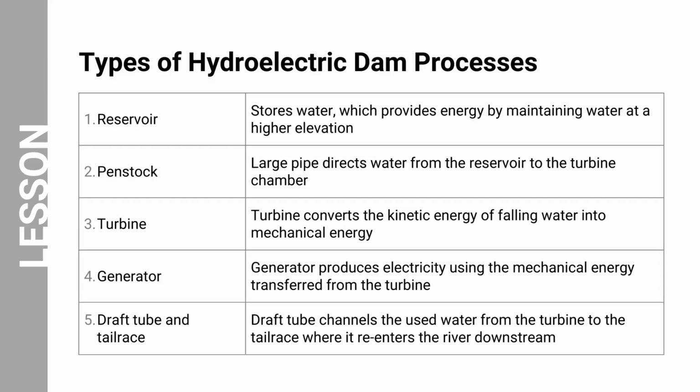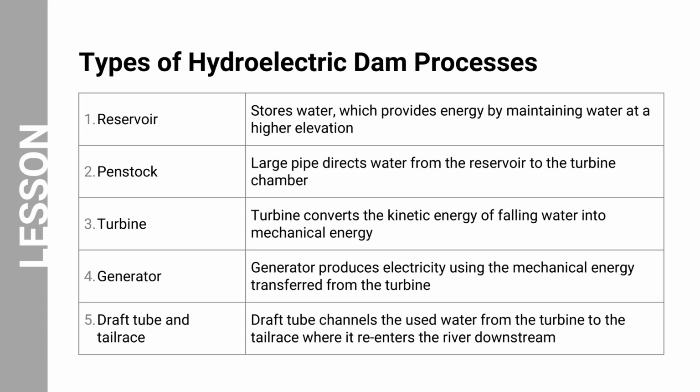Now, let's look at hydroelectric dam processes, as these processes involve the operation of a dam to produce electricity. The different types of hydroelectric dam processes are reservoir, penstock, turbine, generator, draft tube, and tail race. Let's look at each hydroelectric dam process. 1. In the reservoir process, the reservoir stores water, which provides potential energy by maintaining water at a higher elevation.